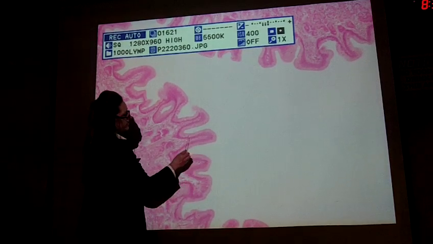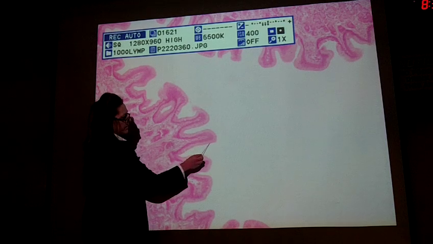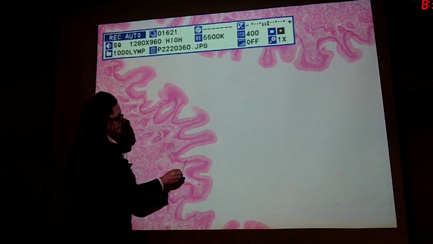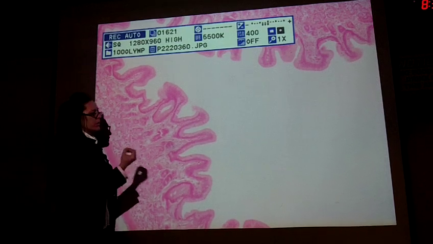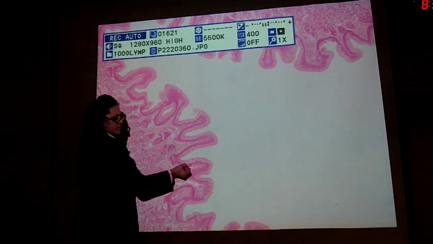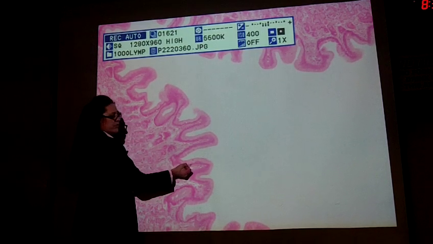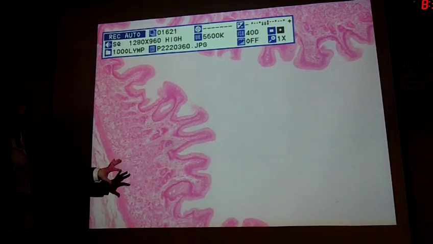So you should start to be able to see that this is simple columnar epithelia coming around like this. And if we magnify this even a little bit more, you should see that the nuclei are all sitting over here towards the basal surface. And that's helping you to know that these are pits.